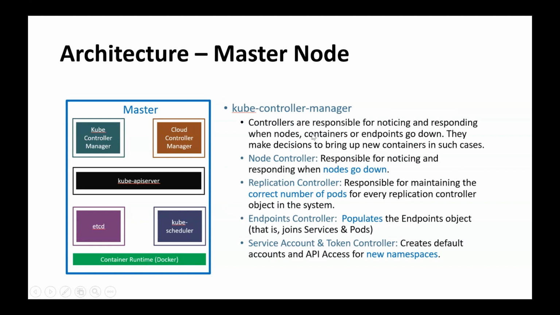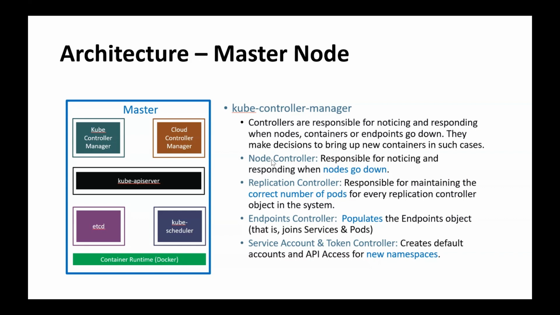Now let's talk about Kube Control Manager, which we had discussed. So controllers are responsible for noticing and responding when nodes, containers, or endpoints go down. So if something in your Kubernetes cluster is down, generally the control manager checks that, and it will bring up new containers, new nodes, or something like this. Okay, there are basically four types of control manager.